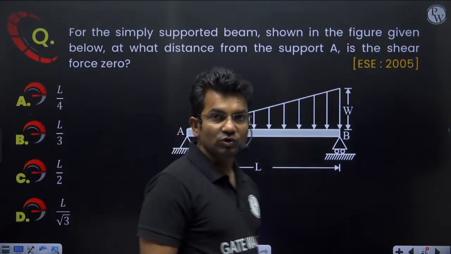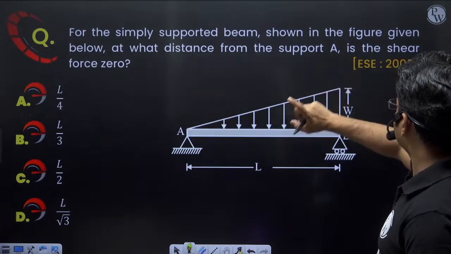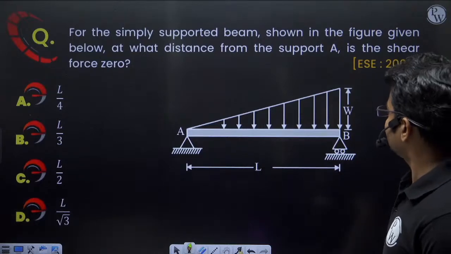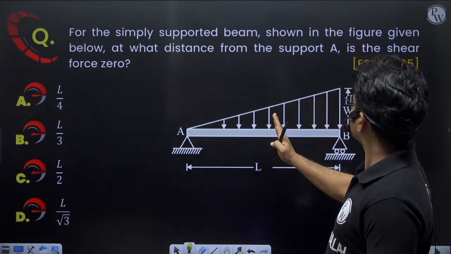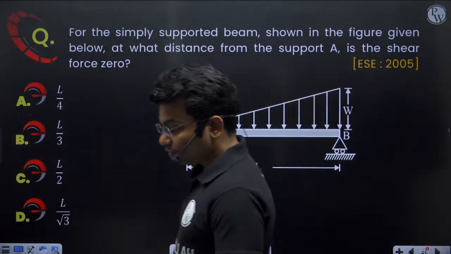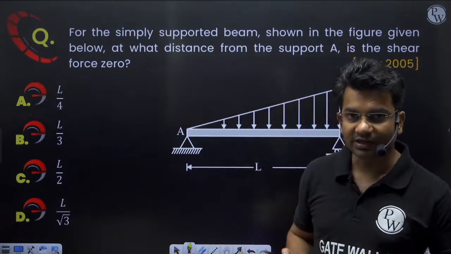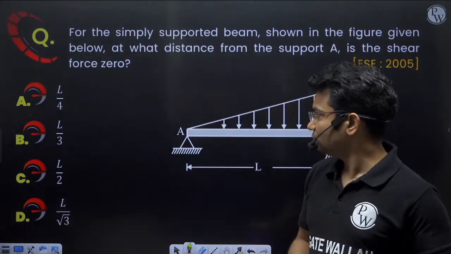Let's move on to the next question. For the simply supported beam shown in the figure given below, at what distance from the support A is the shear force 0? Can you tell me? This question you should know the answer. You should remember the answer, but we will calculate also.